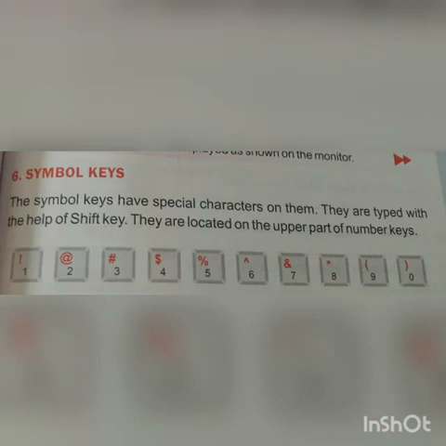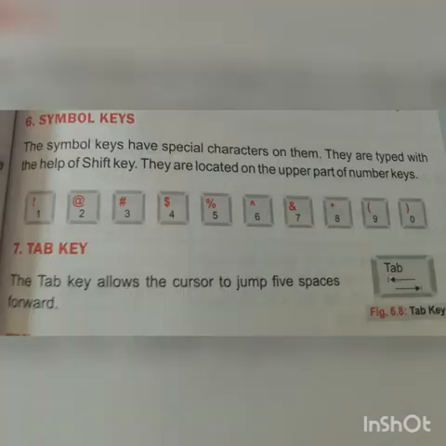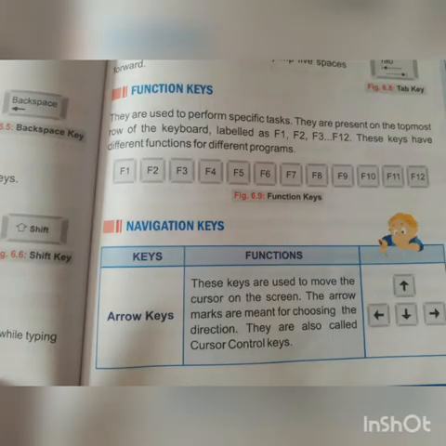Symbol keys are used to type special characters and numbers also. So when you want to type a special character, you have to make use of the shift key. Next is the tab key. It allows you to jump the cursor 5 spaces forward.